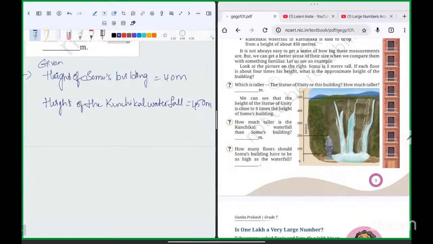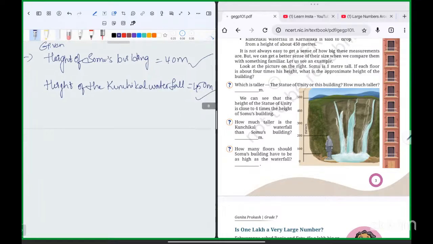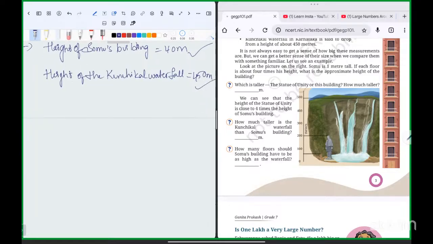So to find out which is greater, we can clearly see that the height of the Kunchikal waterfall is greater than the height of Somo's building. Now let us find the difference between their heights. First write the height of the Kunchikal waterfall, which is 450 meters, which is subtracted with the height of Somo's building, which is 40 meters.